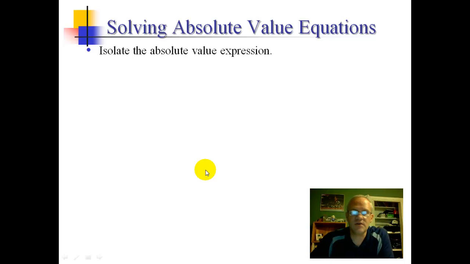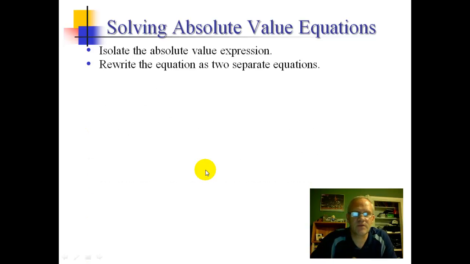Okay, here are some of the rules for this. First of all, if you are going to solve an absolute value equation, the first thing you need to do is isolate the absolute value expression. So if there's anything attached outside of that absolute value, and I'll give you a few examples in a second, if something is being added to it or it's being multiplied by something, we need to clear that away first. Okay, that's the first step.